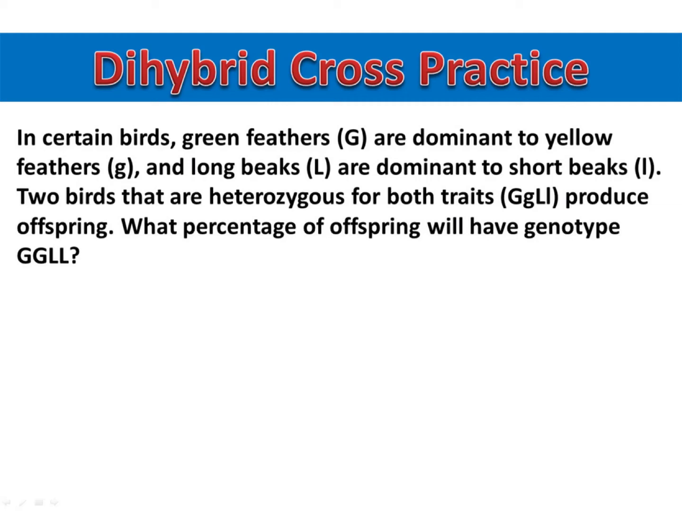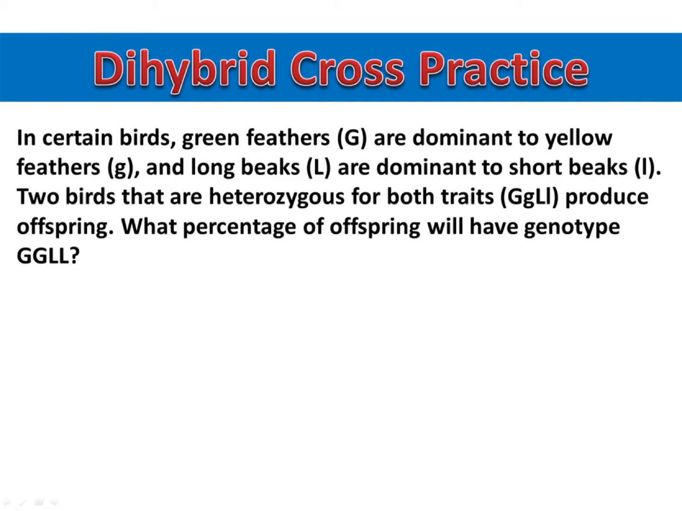In certain birds, green feathers, big G, are dominant to yellow feathers, little g, and long beaks, big L, are dominant to short beaks, little l. Two birds that are heterozygous for both traits, big G, little g, big L, little l, produce offspring. What percentage of offspring will have genotype big G, big G, big L, big L?